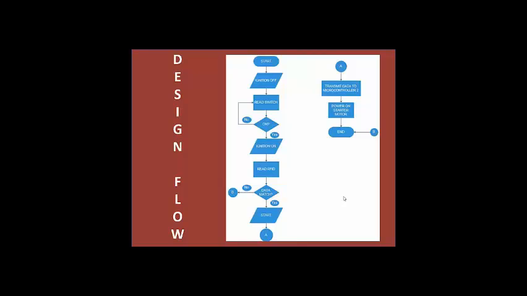So this is the design flow. Here the master microcontroller first will see if the switch is on. When the switch is on, it will display on the display unit that ignition is on. Next, the microcontroller checks if there is a correct RFID tag match. If there is no RFID tag match, it will keep reading until there is a correct RFID tag match.